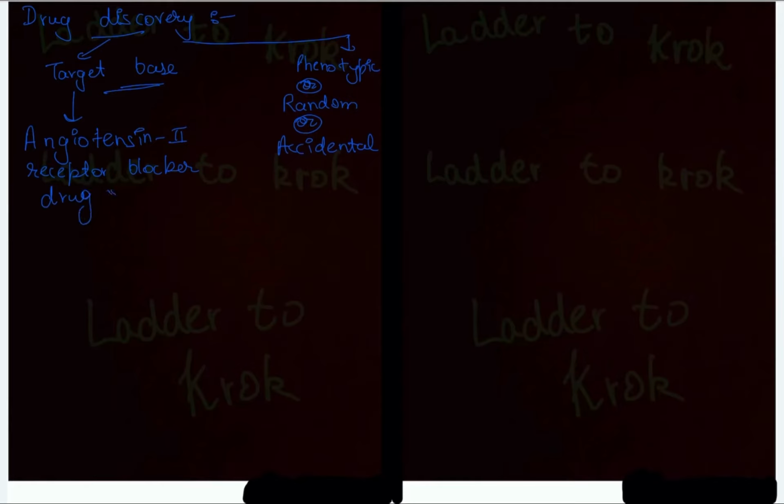What do we call these angiotensin 2 receptor blocker drugs? We already studied this in our physiology video, the RAS, renin angiotensin aldosterone system. We call them sartans. So in this we have a proper target, the angiotensin 2 receptor, and we form a drug, these sartans, to block that target. But in accidental discovery, some scientist is doing some other work and accidentally finds a drug, like penicillin. You know, penicillin. It's an accidental discovery.